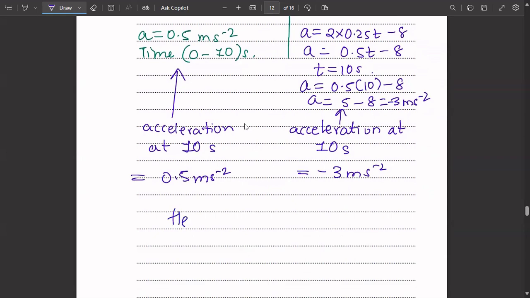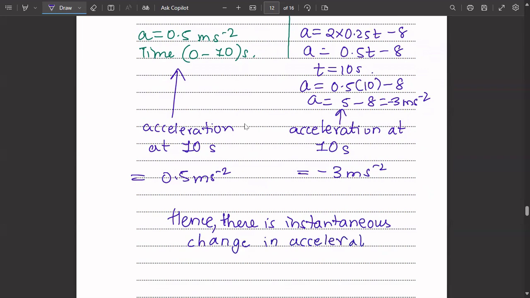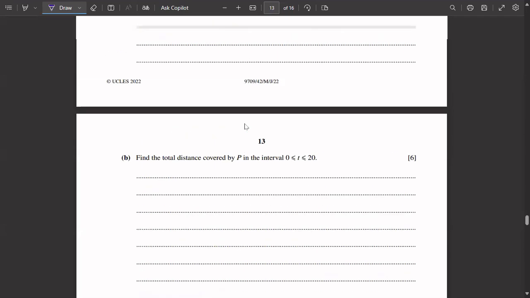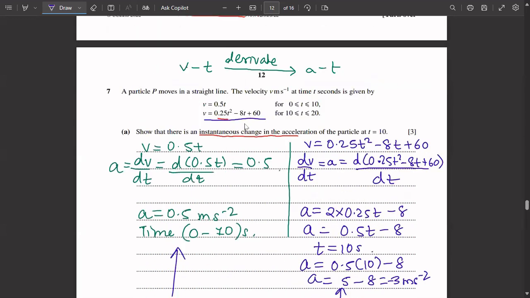So hence we can say that there is an instantaneous change in acceleration. Now moving to the B part: find the total distance covered by P in the interval 0 to 20. So total distance covered by P in the interval 0 to 20.